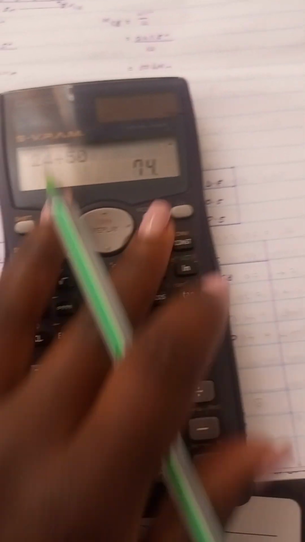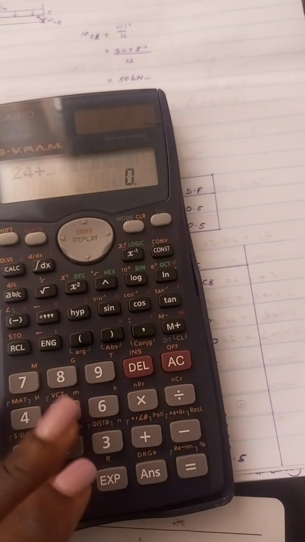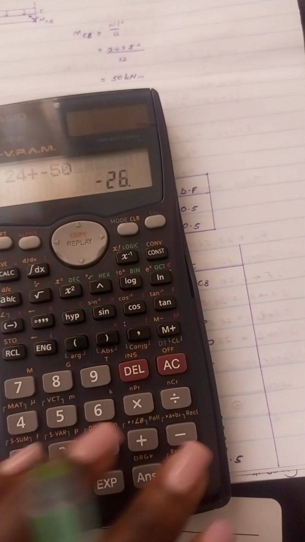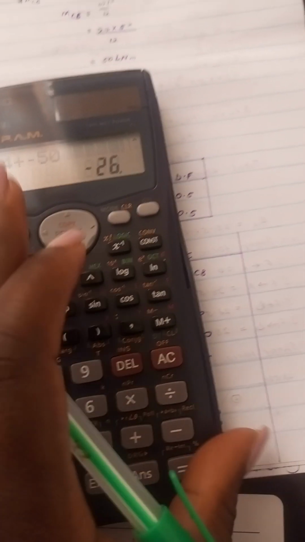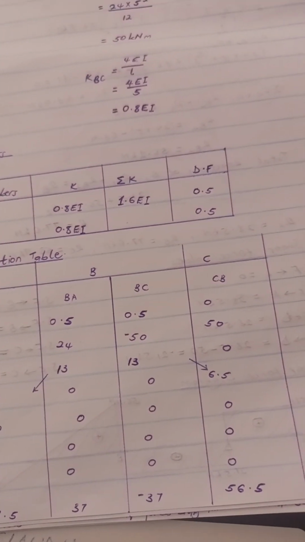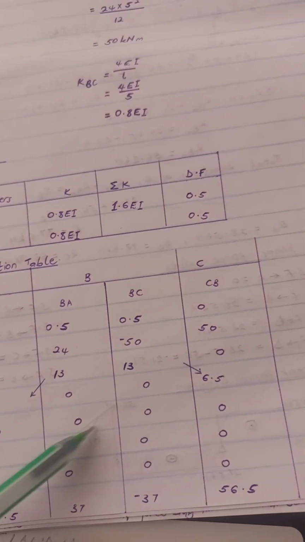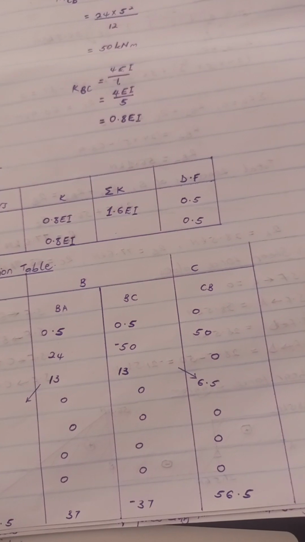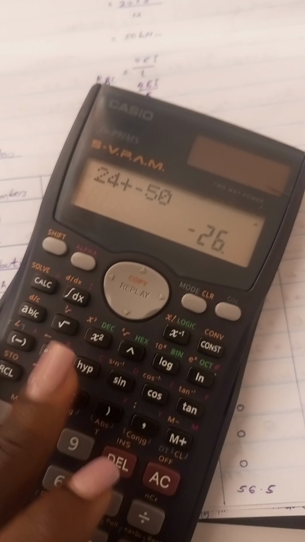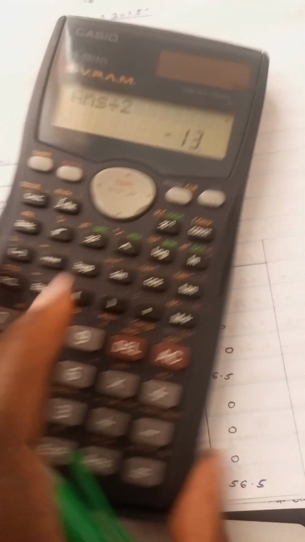It gives you this, no, I've calculated wrongly. It's supposed to be 24 plus negative 50, which gives you negative 26. But then for you to represent this, there are two ways different people will express this. Others will say for you to represent that in this balance and the distribution factor, you have to divide this negative 26 by 2. When you divide it by 2, this is what you get, negative 13.